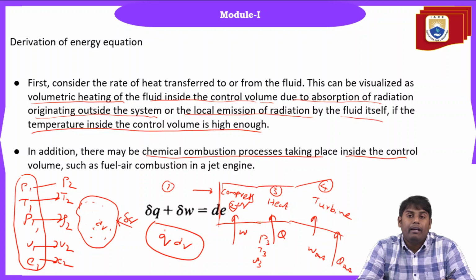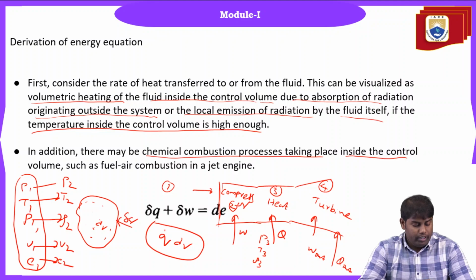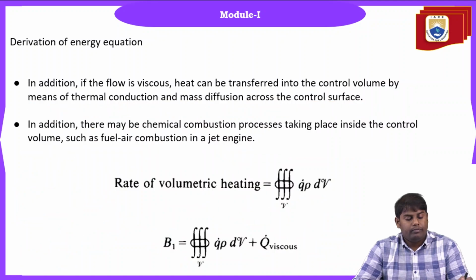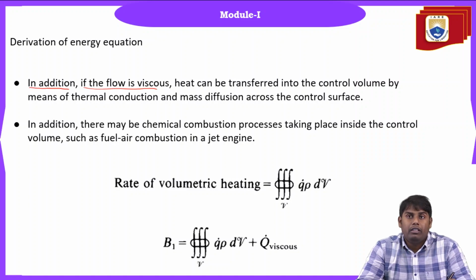Now when heat is applied, that heat can come in two ways. One is radiation absorbed from the external atmosphere, from the local surroundings, or emitted from the system. The other is due to the chemical or combustion process taking place inside the engine. So that is getting heated up. This is one of the possibilities. Now, in addition, if the flow is viscous, what happens? What is viscosity actually?